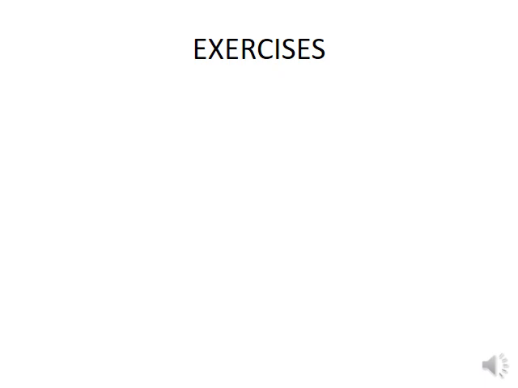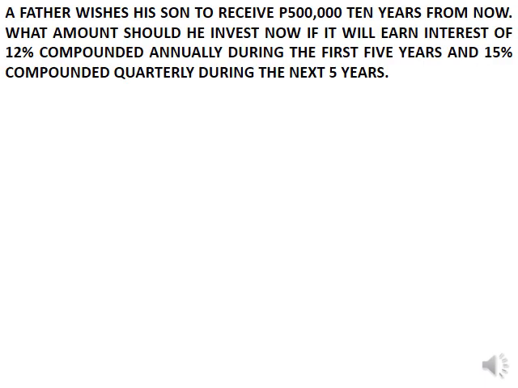Okay, let's try these exercises. A father wishes his son to receive 500,000 10 years from now. What amount should he invest now if it will earn interest of 12% compounded annually during the first 5 years and 15% compounded quarterly during the next 5 years? Okay, the target amount is 500,000. The question is, what amount should he invest now? Assuming that the amount invested now is P, because we don't know the amount.